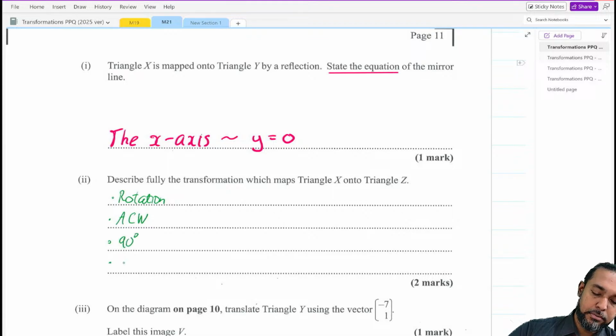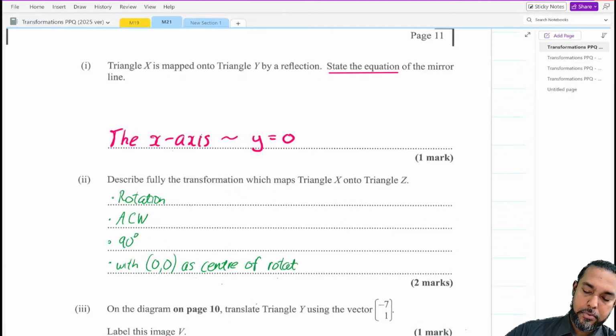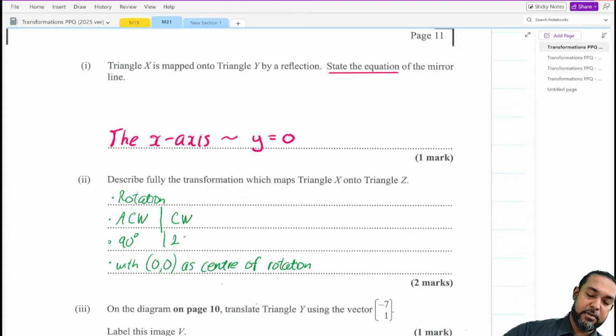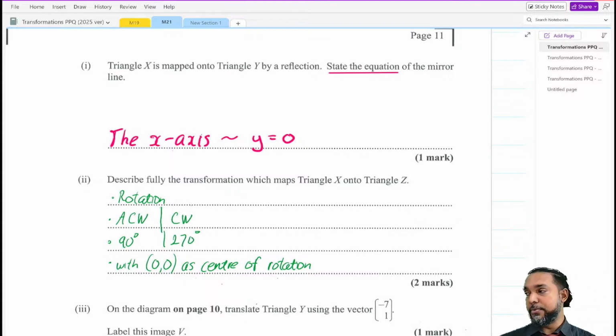90 degrees, and now you could say this last part in a couple of different ways. You could say with 0, 0 as the center, 0, 0 being the coordinates of the origin. That's anti-clockwise. Now, if you said clockwise instead, the angle you would use would be 270. It'll be 360 minus the 90 because you're going in the opposite direction.